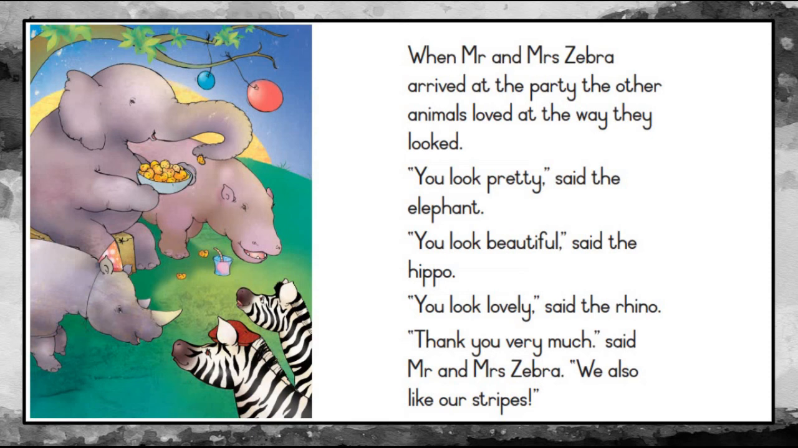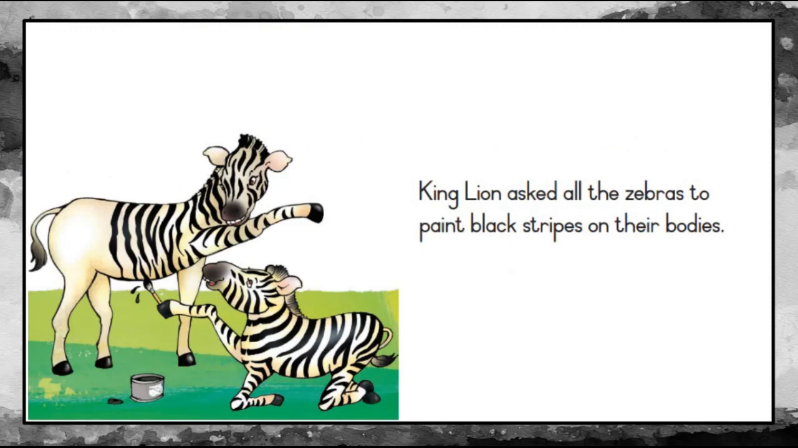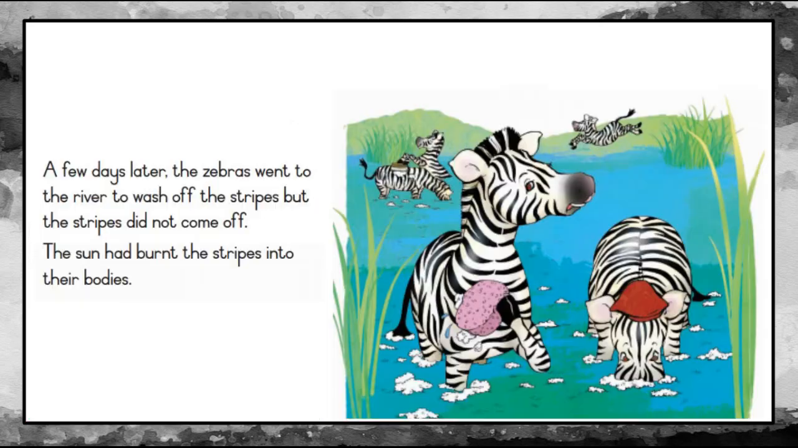"Thank you very much," said Mr. and Mrs. Zebra. "We also like our stripes." Everyone at the party liked their stripes. Even King Lion told them how beautiful they looked. King Lion asked all the zebras to paint black stripes on their bodies. A few days later, the zebras went to the river to wash off the stripes, but the stripes did not come off. The sun had burnt the stripes into their bodies.